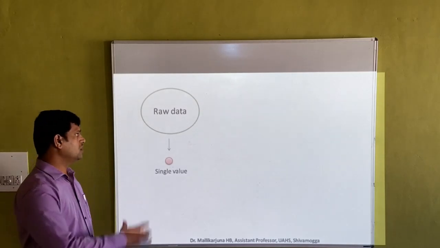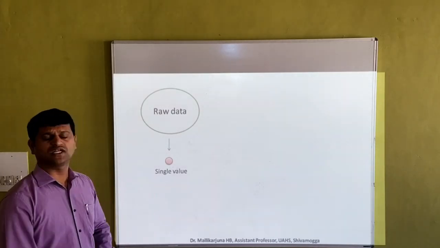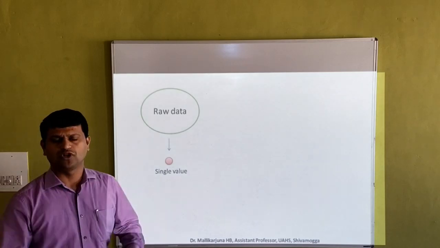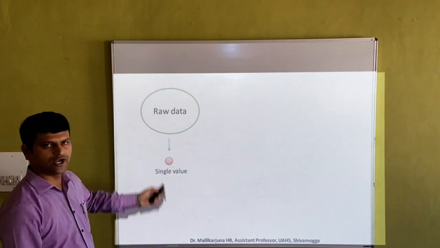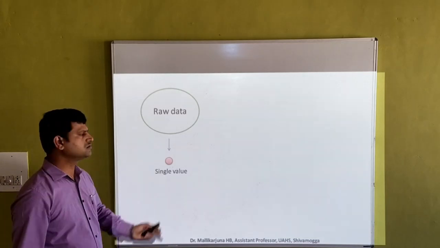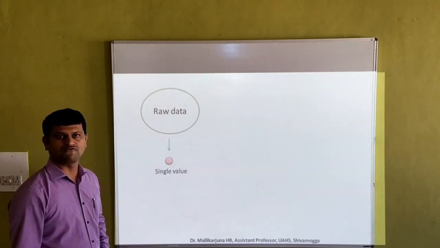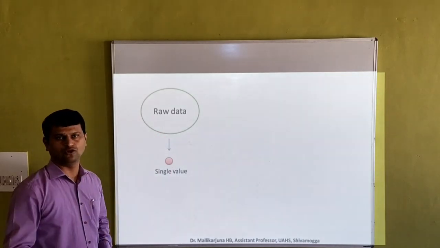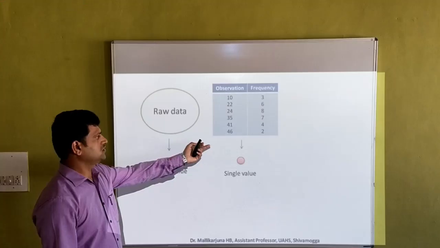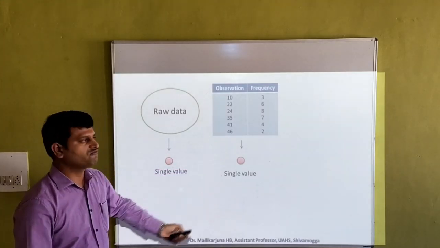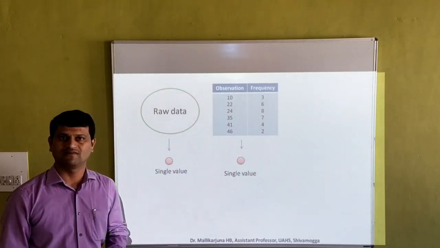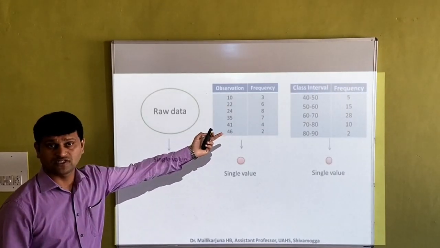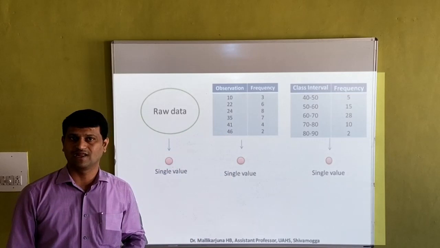Let's consider raw data. These are a set of observations with respect to anything: plant height, population, number of students, number of plants in a field. So from this raw data, we can have one single value. And this is a discrete frequency distribution. From this also we can have one single value using different statistical methods. And from a continuous frequency distribution also we can have one single value.